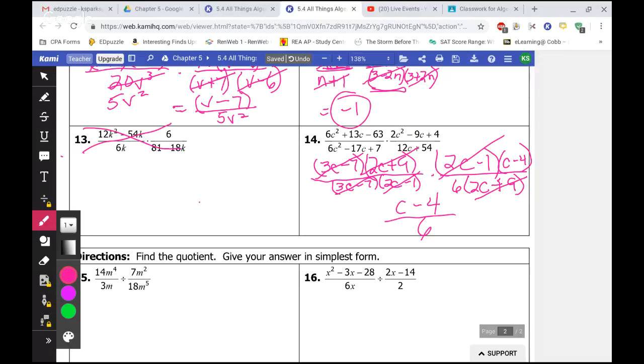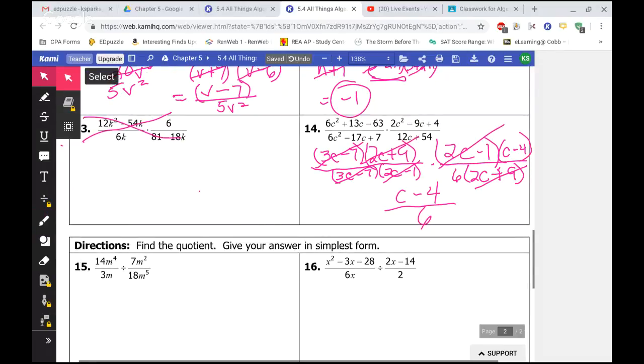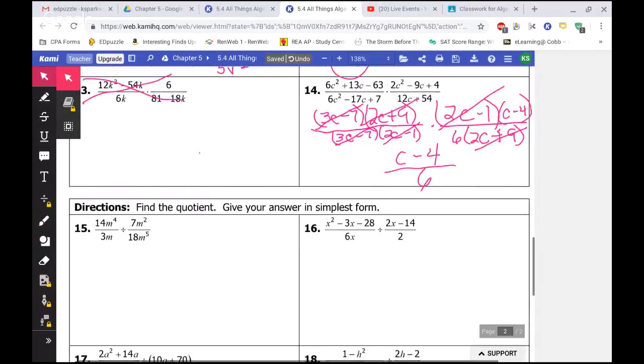Now that was a problem. There was a lot to do with that one. A lot of moving parts, for sure. Did you guys get that one written down?